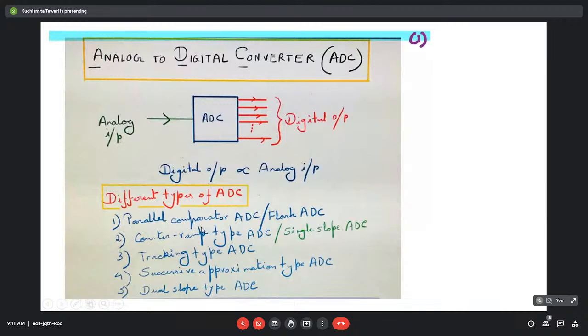Now basically there are 5 types of ADCs. One is the parallel comparator type ADC. Alternatively, it is called flash ADC. Why? We will see that. Then there is the counter type ADC, or alternatively the single slope ADC. Next comes the tracking type ADC, then the successive approximation type ADC, and last but not the least, the dual slope type ADC. So we are now going to explore these one by one.